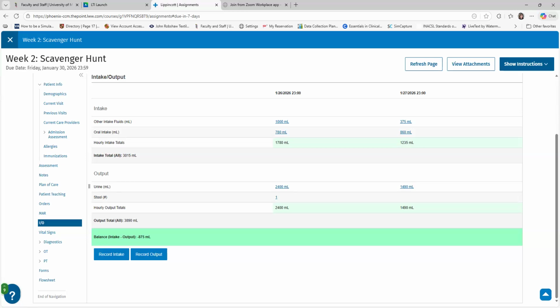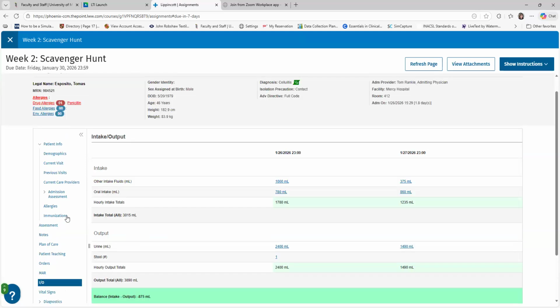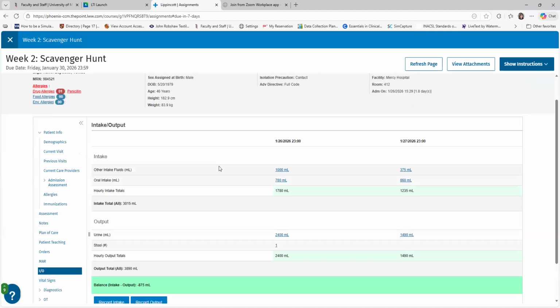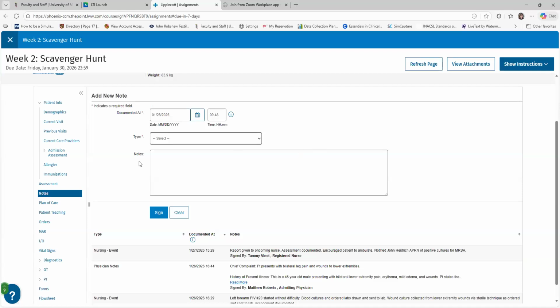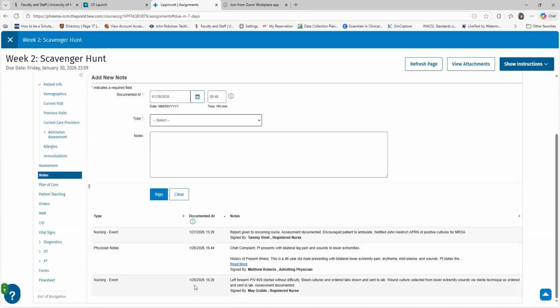Okay, now our next question is, who's the last person to document a note in the chart? How do we find that? Under notes? Yeah, it is under notes. So then you're just going to go ahead and read this. The note on the bottom was written on January 26th. So going up, the newest note will be at the top. And our nurse's name is right here, timestamped, that this is the nurse who wrote the last note.